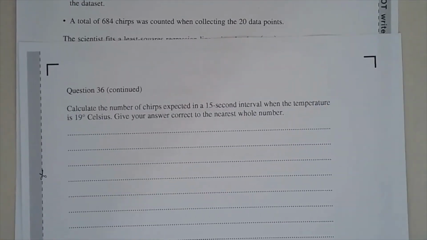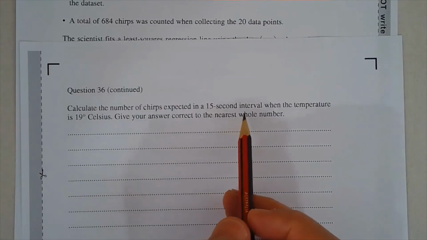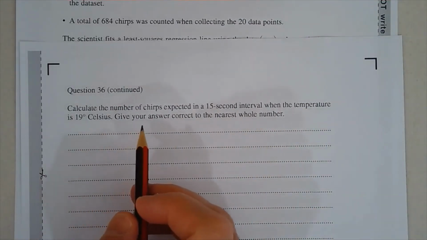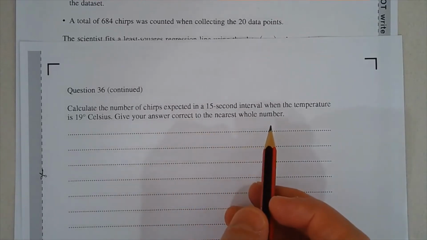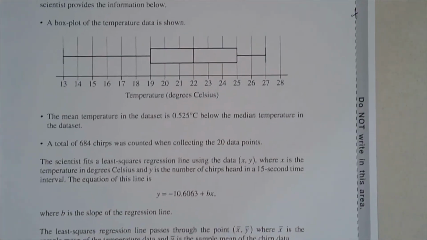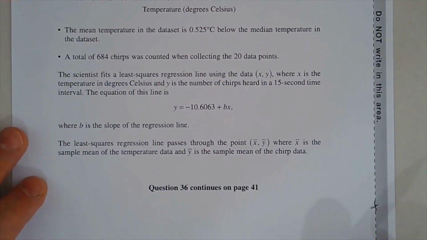So this continues on the next page. Calculate the number of chirps expected in a 15-second interval when the temperature is 19 degrees Celsius and give your answer correct to the nearest whole number. There's a lot going on in this question. So let's work backwards.